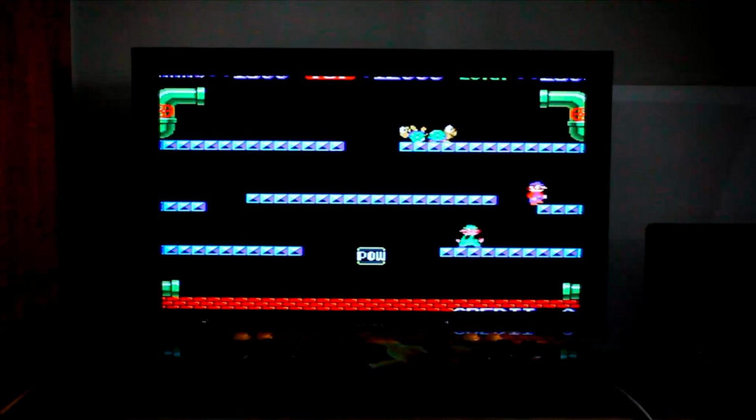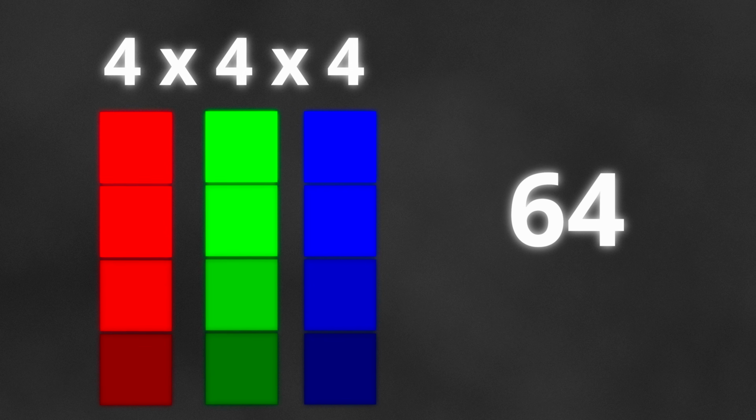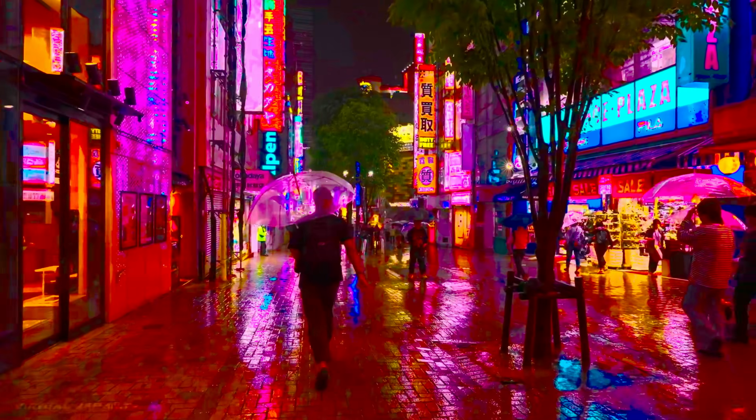But what happens if we increase the number of color levels per channel? If instead of just on or off, each color could have 4 intensity levels, we'd have 2 bits per channel, giving us 64 possible colors. This number comes from 4 levels of red, 4 levels of green, and 4 levels of blue. Right now, the image still looks pretty bad.